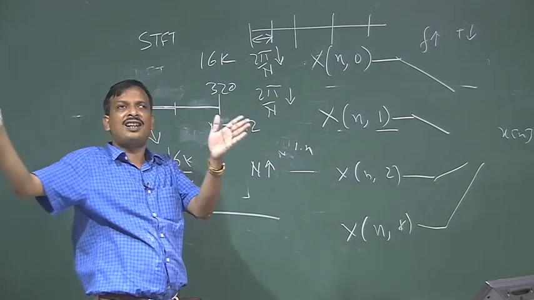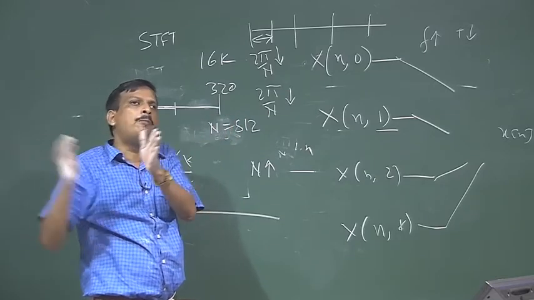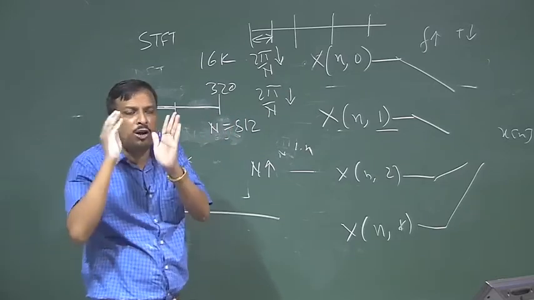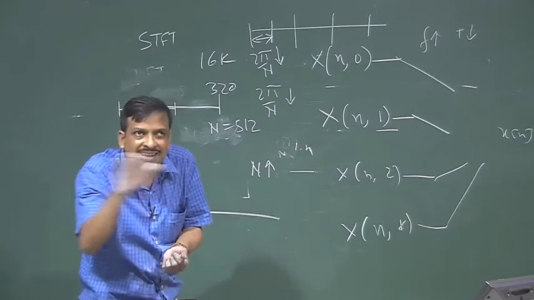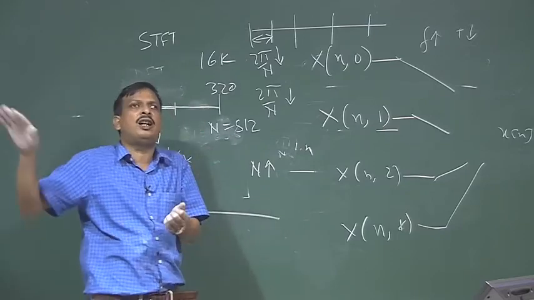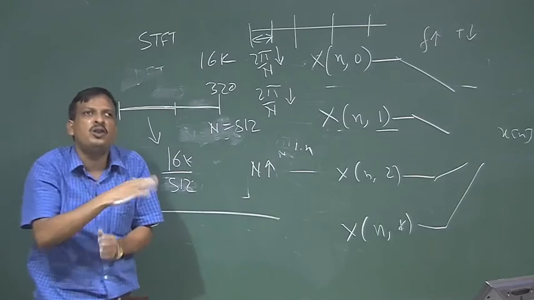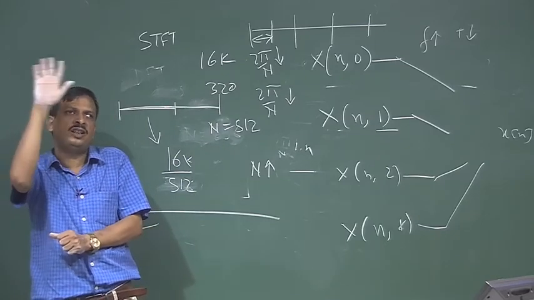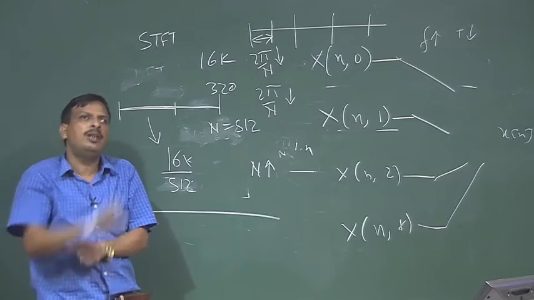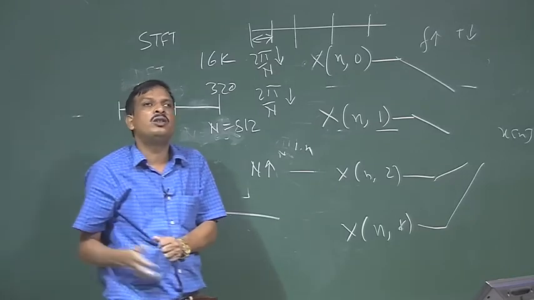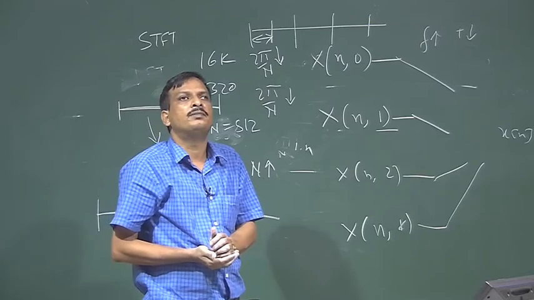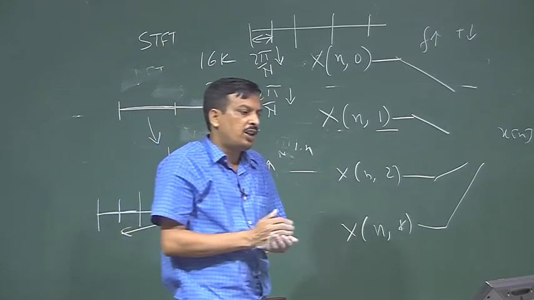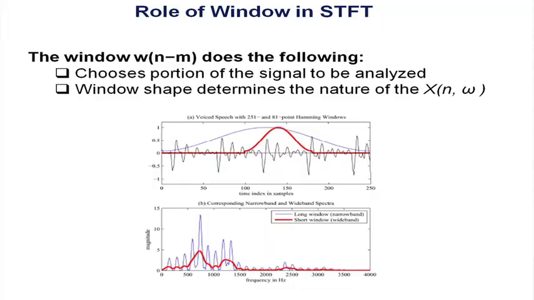If I take a larger amount of signal at a time, my frequency resolution will be very high, but I lose the variation of the signal within that time. So the time resolution decreases. If I increase the frequency resolution, time resolution decreases. If I increase the time resolution, frequency resolution decreases. That is the time-frequency trade-off in STFT analysis.